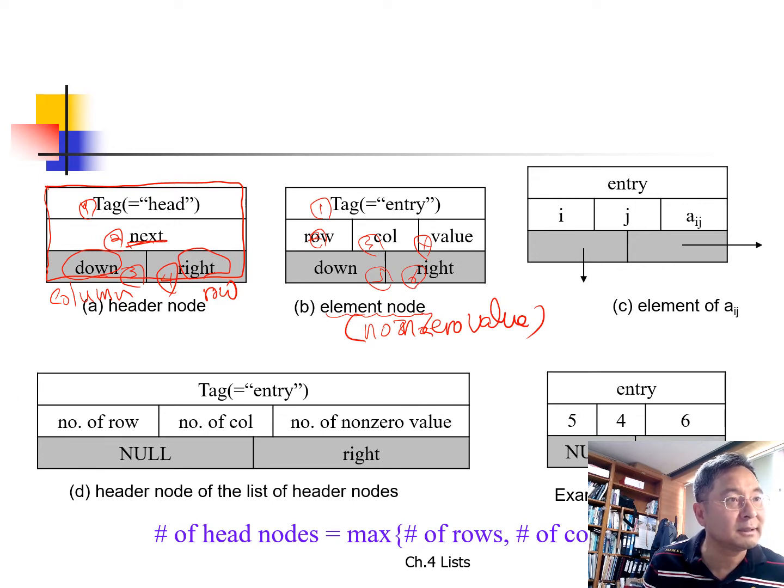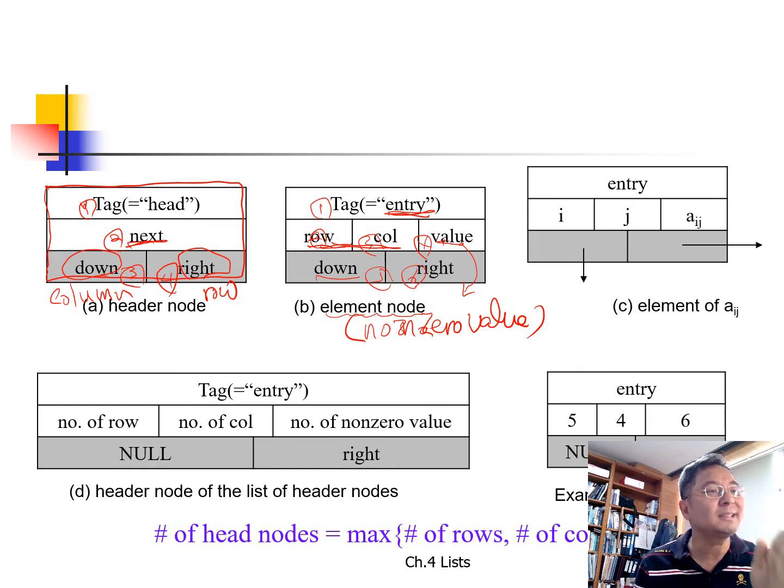The tag field means each will have a value entry, and the row and column mean the location of a non-zero value. The value field means the non-zero value, and the down field means the next non-zero value in the same column, and the right link field means the next non-zero value in the same row.